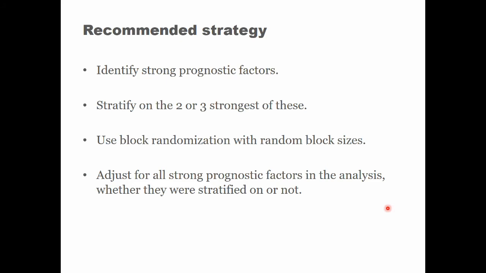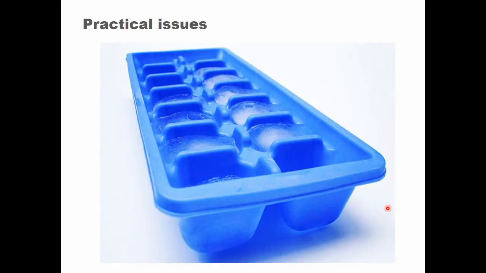You stratify on 2 or 3 of the most important of those. Use block randomization with random block sizes. And then when it comes to the analysis, you adjust for all of those factors, whether they were stratified on or not. Right? You're trying to stratify on your most important ones to improve the efficiency, but it's not an excuse to not adjust for the things you couldn't stratify on. You still go ahead and do that. 95 trials out of 100 would be best served by this kind of simple strategy. It does everything you need just about as well as you can do it with a minimal amount of technical know-how.